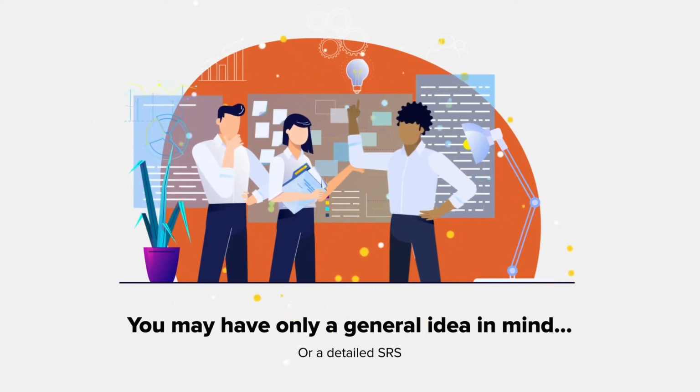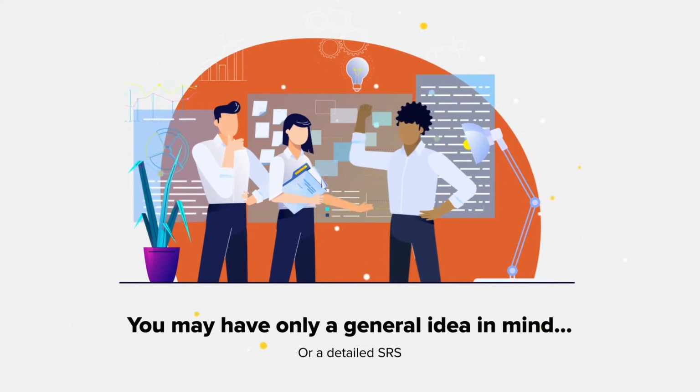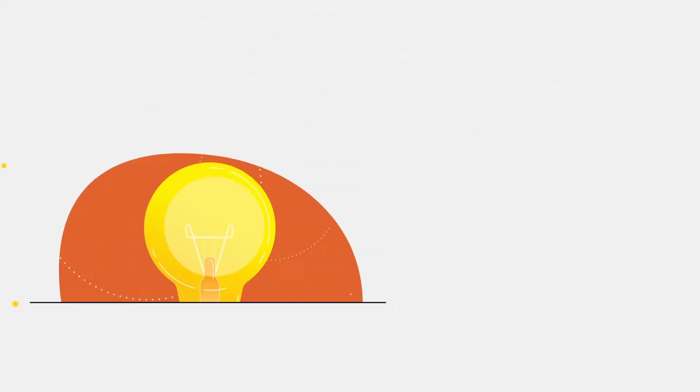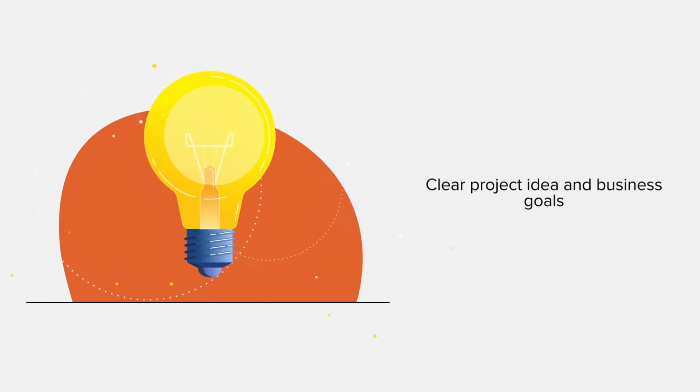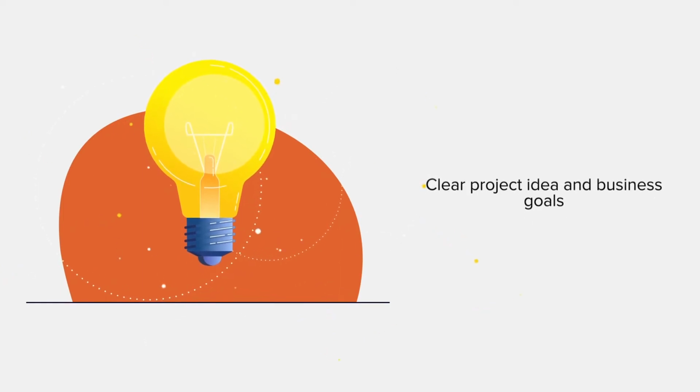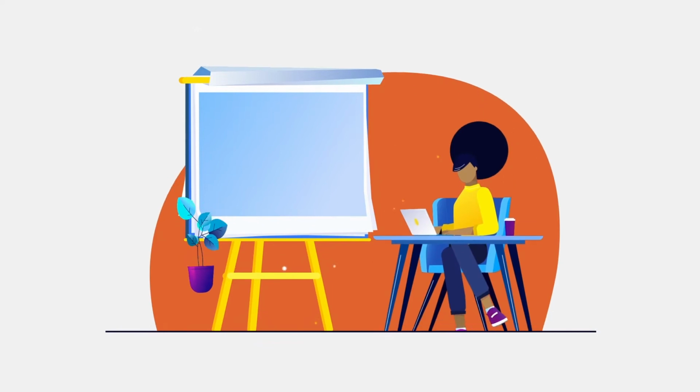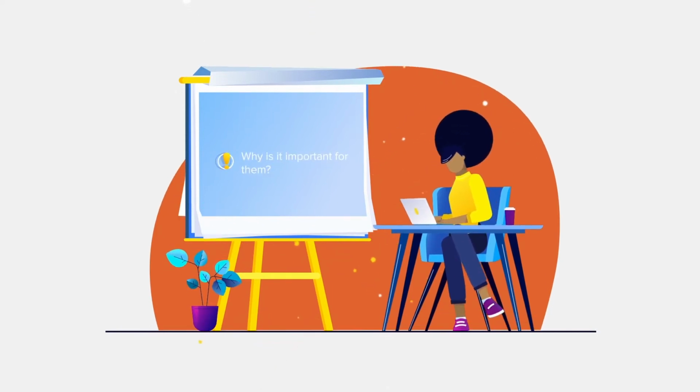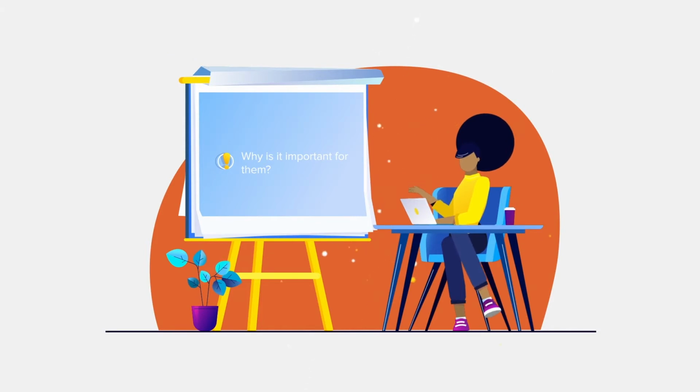Let's try to break down what an agile team needs to make an accurate estimate. The project description allows the team to understand the overall idea of the project and the goals of the business. It should answer such questions as: what is the purpose of the application? Who are the users of the application? Why is it important for them?